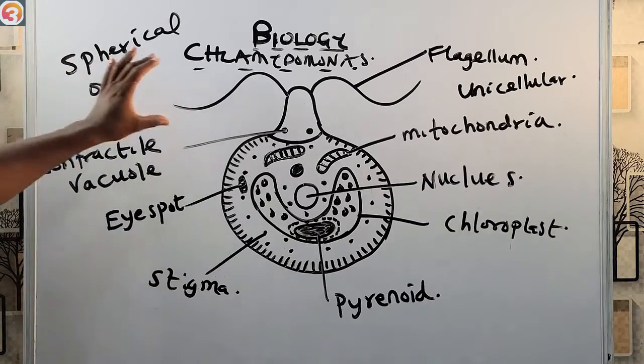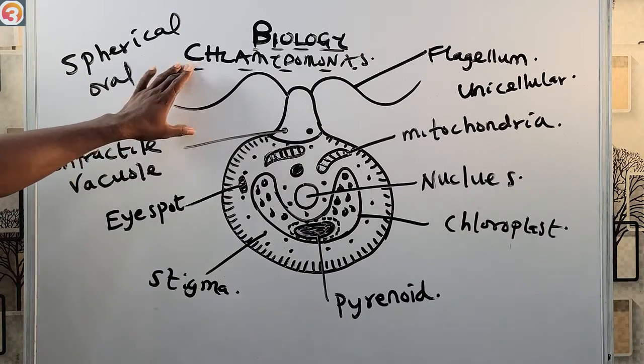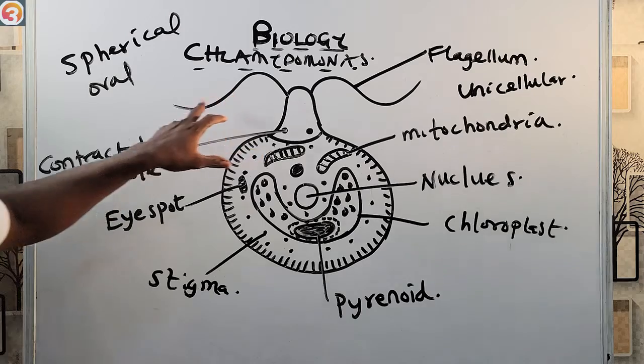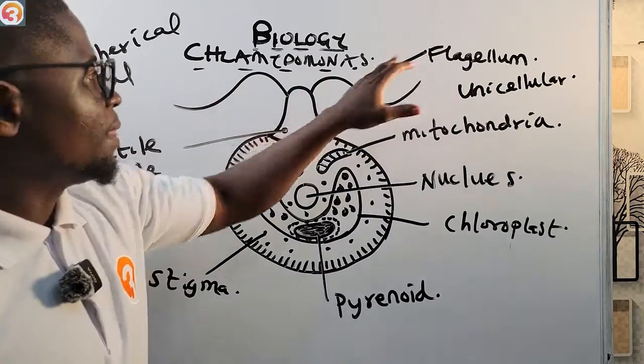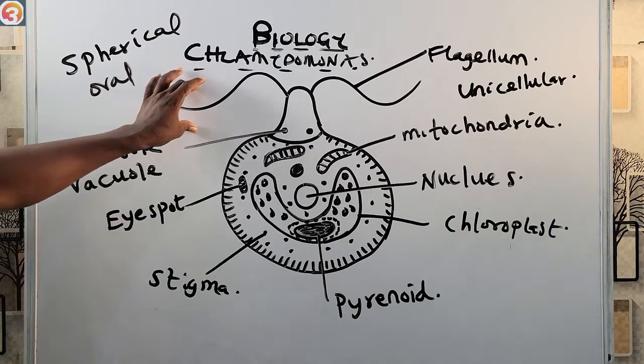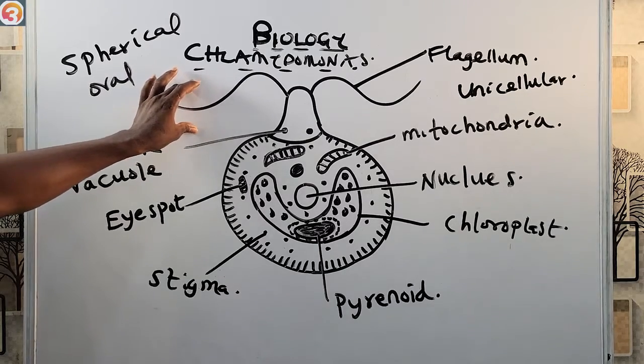It is oval shaped or spherical in shape. All right, so of course apart from this, it has two anterior flagella. As you can see, look at one flagellum here, another one is here. So it has two anterior flagella that it uses to swim in a breaststroke manner.